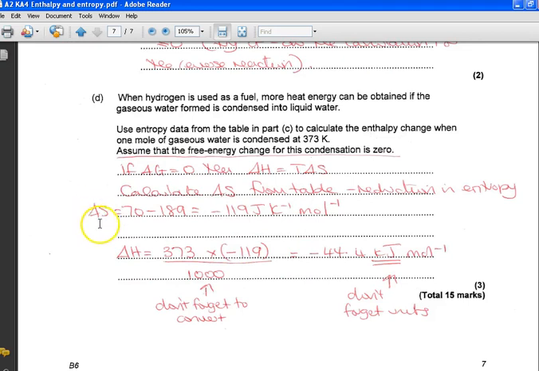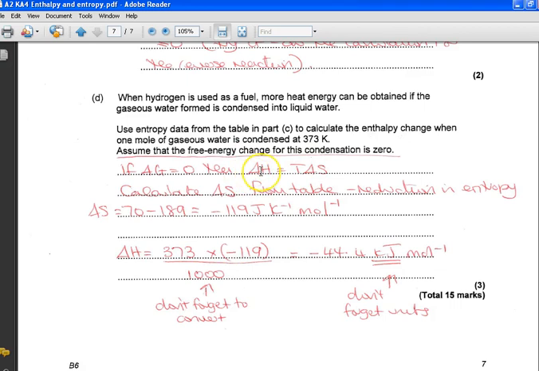To calculate the entropy change here, we need to subtract the entropy for the gaseous form of water from the entropy of the liquid form of water, which gives us a value of -119 joules per Kelvin per mole. If delta G is 0, then we know that delta H is equal to T delta S. So it's just a rearrangement.